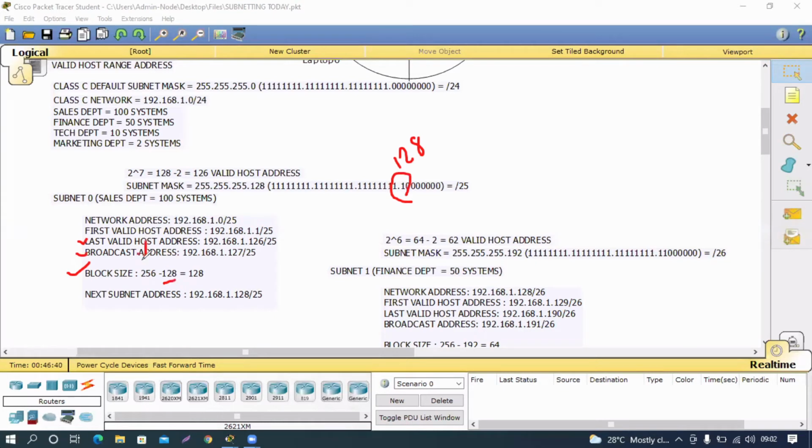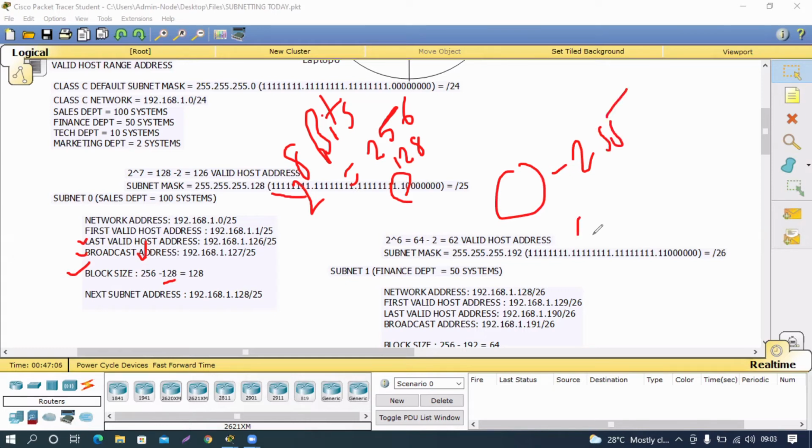Now why this 256? Because we are talking about an octet. These are 8 bits, correct? So if we use 2 raised to 8, how much are we getting? 256. And 0 to 255 in total is also 256. So this is a constant value. This value is fixed. This is a formula. It's a fixed value.